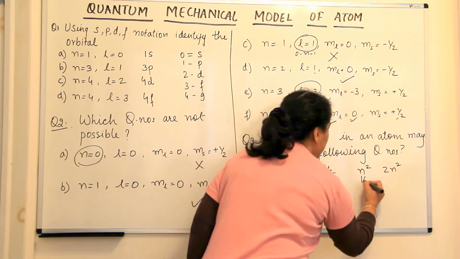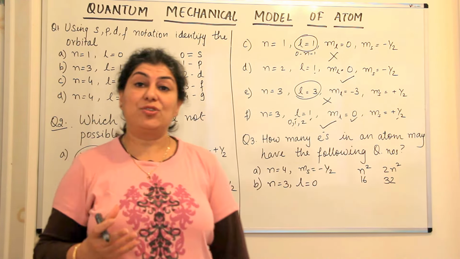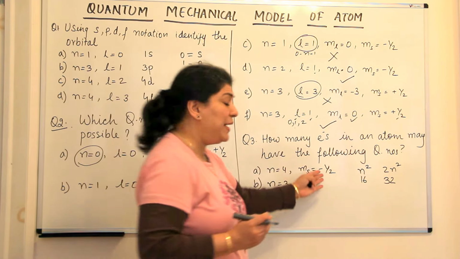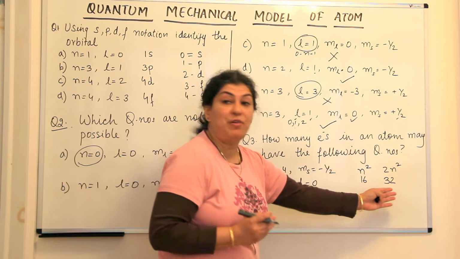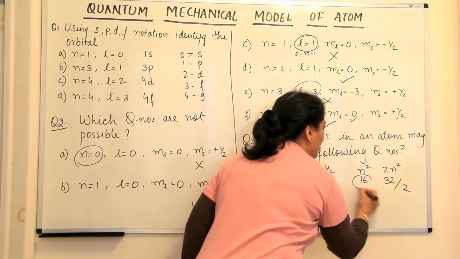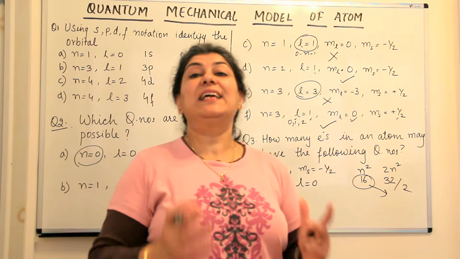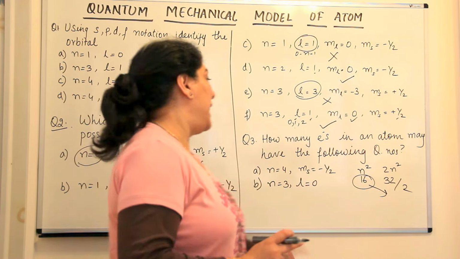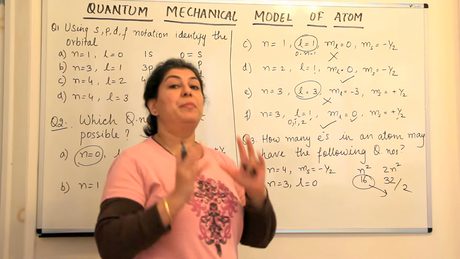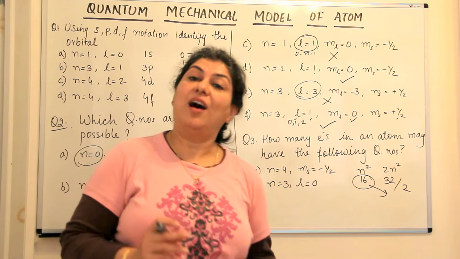4 square is 16 and number of electrons is 32, but out of these 32 electrons, only half of them actually have a minus half spin. And half of them should have a plus half spin. Therefore, we come back to the number, divide this by 2, you come back to the number 16. Therefore, you have 16 electrons in an atom which will have these 2 quantum numbers. That is, which will have the quantum number 4, which means they belong to the 4th shell and they have the spin quantum number minus half.